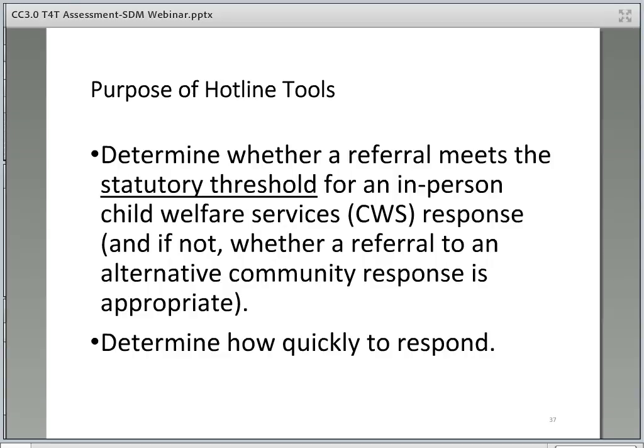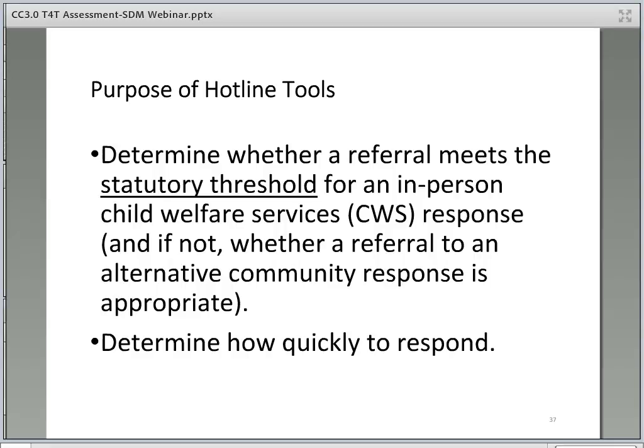For all referrals requiring an in-person investigation, they must meet the statutory threshold for an in-person response per the screening tool. It is very important to be familiar with the definitions of all of the abuse types. When a referral is received, the hotline worker determines whether or not to conduct an in-person investigation. The hotline screening tool is designed to assist the worker in making this decision. When further investigation is warranted, the response priority tool helps determine how quickly to respond.